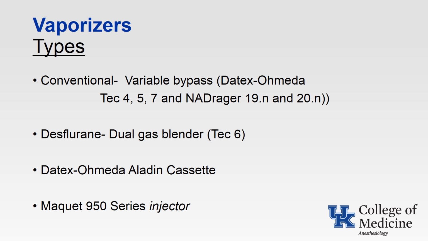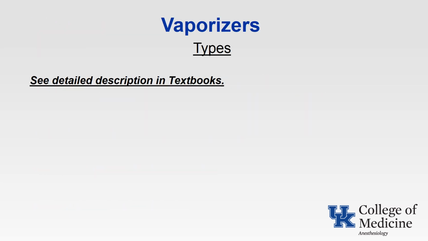There are several types of vaporizers. The conventional vaporizers, which are used for isoflurane and sevoflurane. The desflurane vaporizer, which is used only for desflurane, and the Datex-Ohmeda cassette vaporizer, which is used for all types of agents. For further details about vaporizers, rather than take time today, I recommend you review this in standard textbooks.